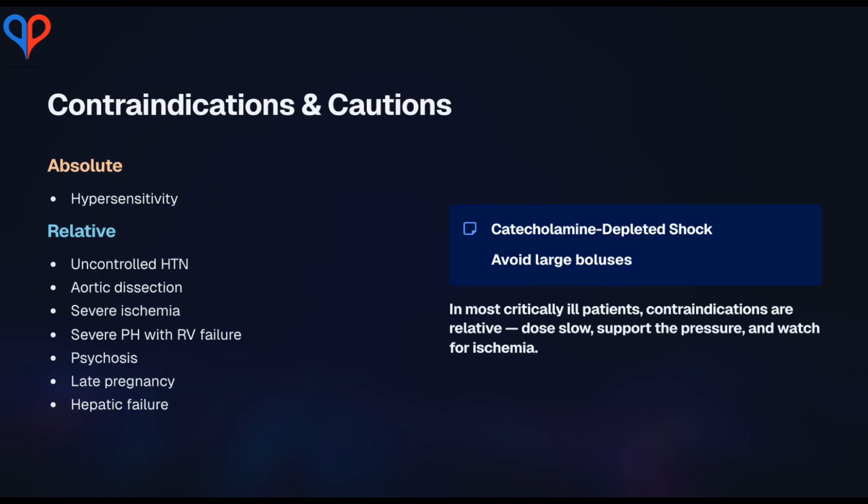Contraindications are relative. Absolute allergy is rare. Use caution in uncontrolled hypertension, aortic dissection, or ischemic heart disease, where surges in pressure can be harmful. Be cautious in psychotic disorders or severe hepatic impairment. In catecholamine-depleted shock, avoid large boluses and support circulation as needed.